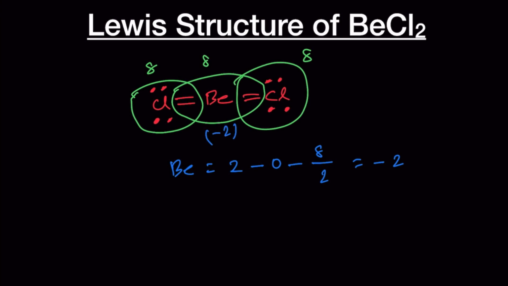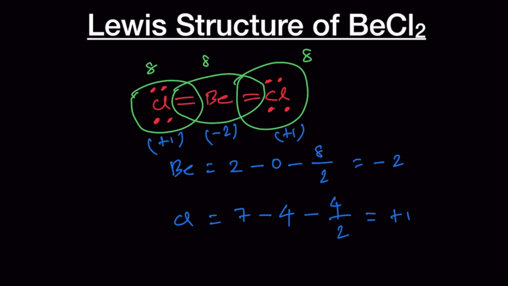And then for chlorine it would be 7 valence electrons, minus we have only 2 lone pairs, therefore 4, minus we have 2 bonds now, therefore 4 by 2. So, 7 minus 4 is 3, minus 4 by 2 is 2. So, 3 minus 2 is equal to plus 1. So, we will have a plus 1 formal charge for each chlorine.